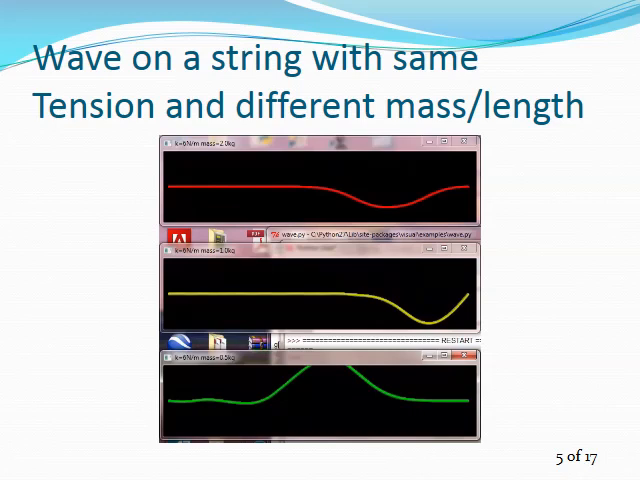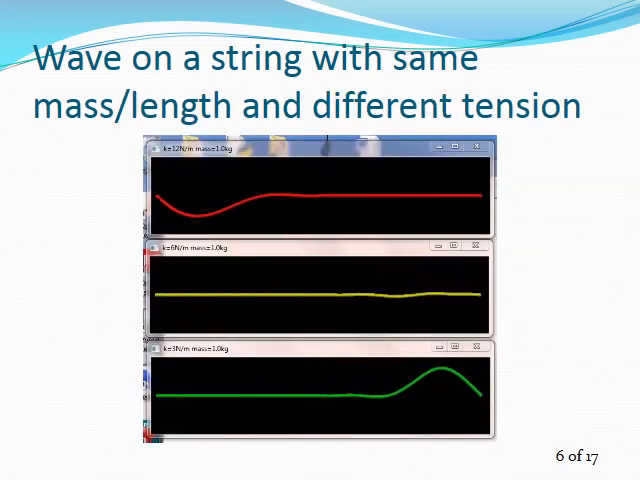So you can definitely see that the green string's pulse is definitely moving faster than any of the other pulses. The red string's pulse is moving the slowest. So what happens here is the red string has the largest mass per unit length, while the green string has the smallest mass per unit length. And so what this tells us is the speed is inversely proportional to the mass per unit length of the string. And we're going to use that to help us figure out what the velocity of a wave would be on a string.